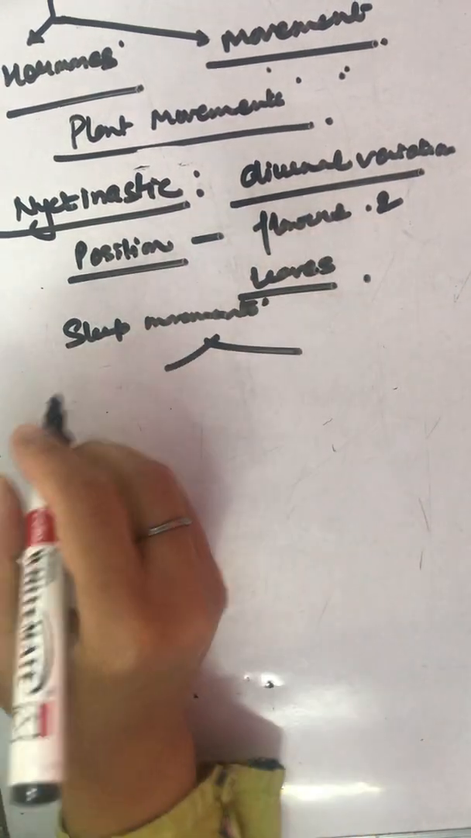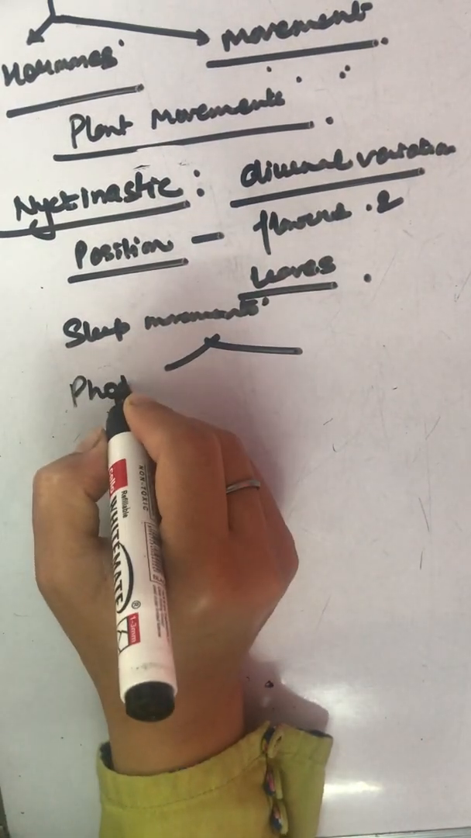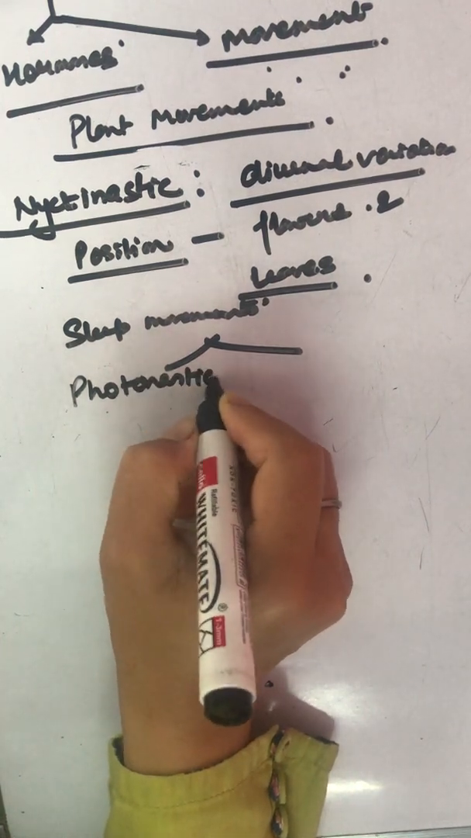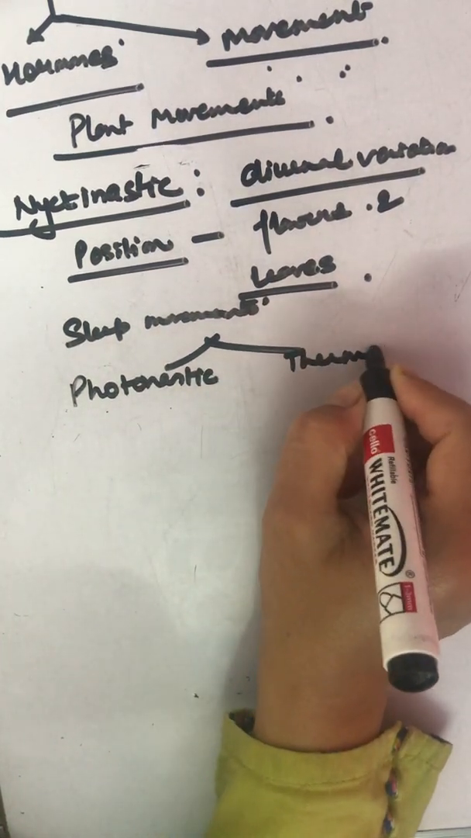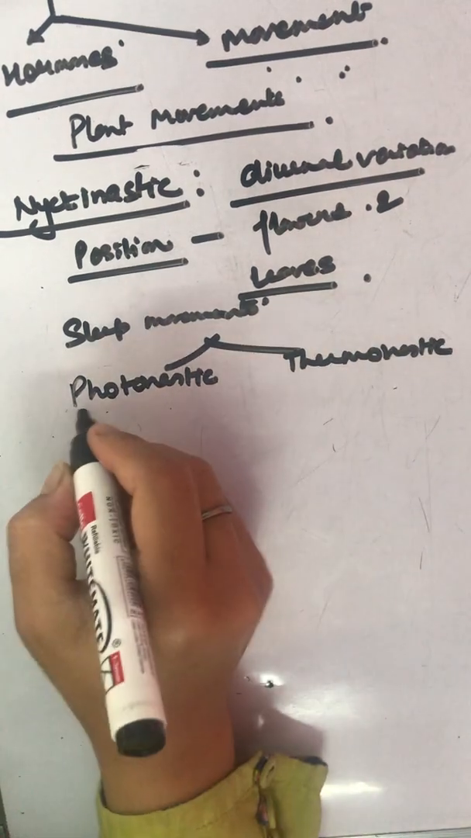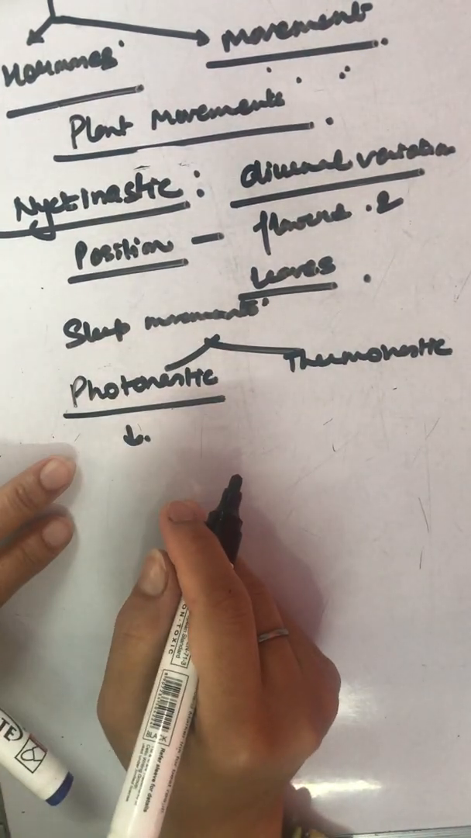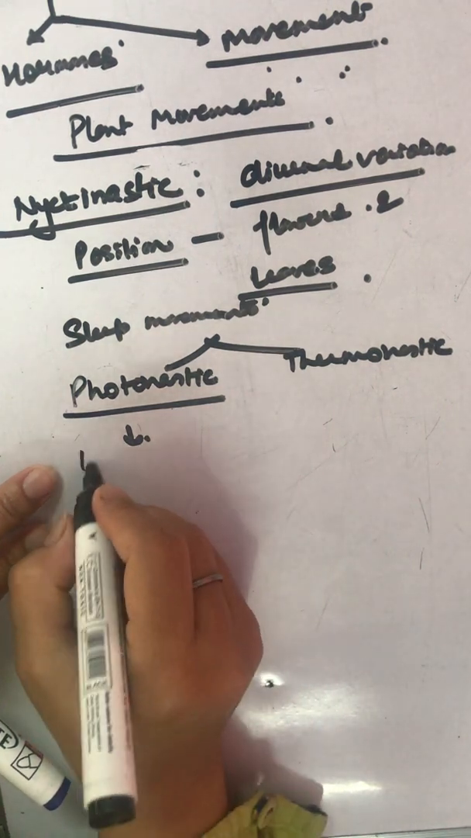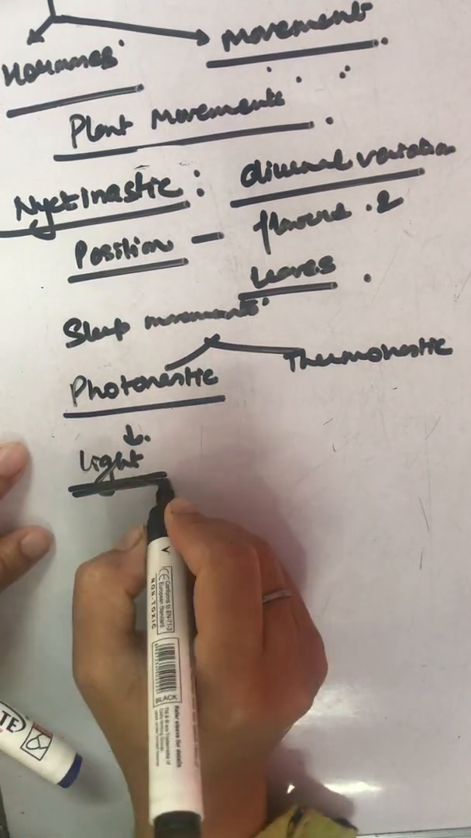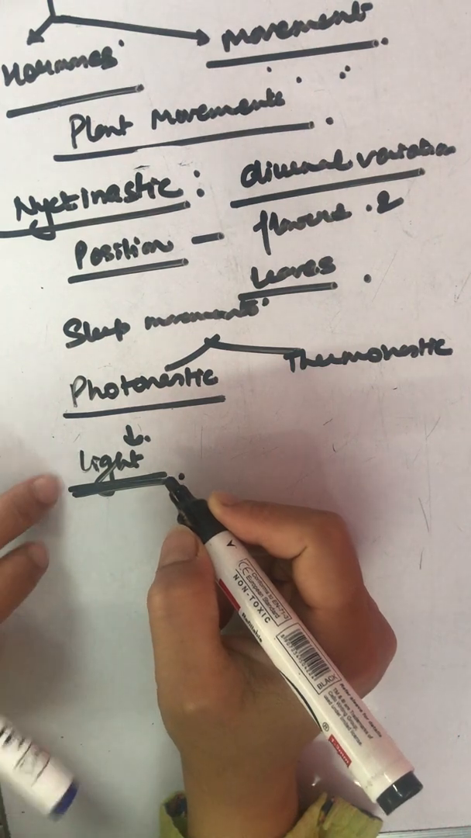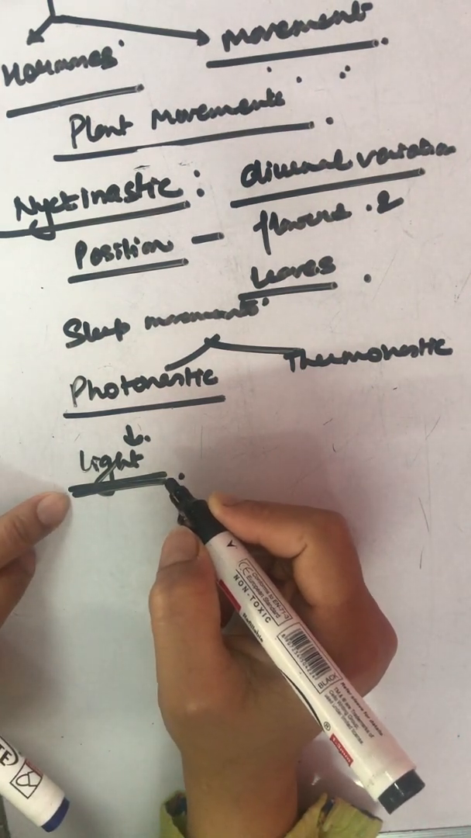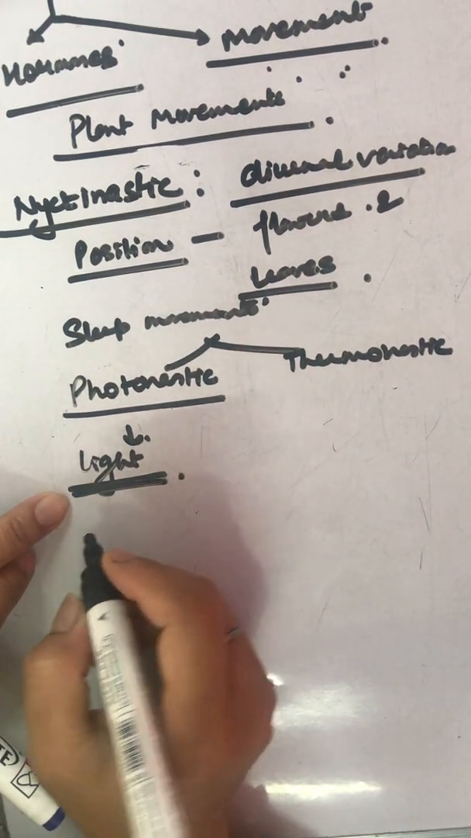These are further of two types, photonasty and thermonastic. ये क्या होता है? This is the variation which occurs during the controlled light direction. It means here the stimulus is light. Example, dandelion flower.